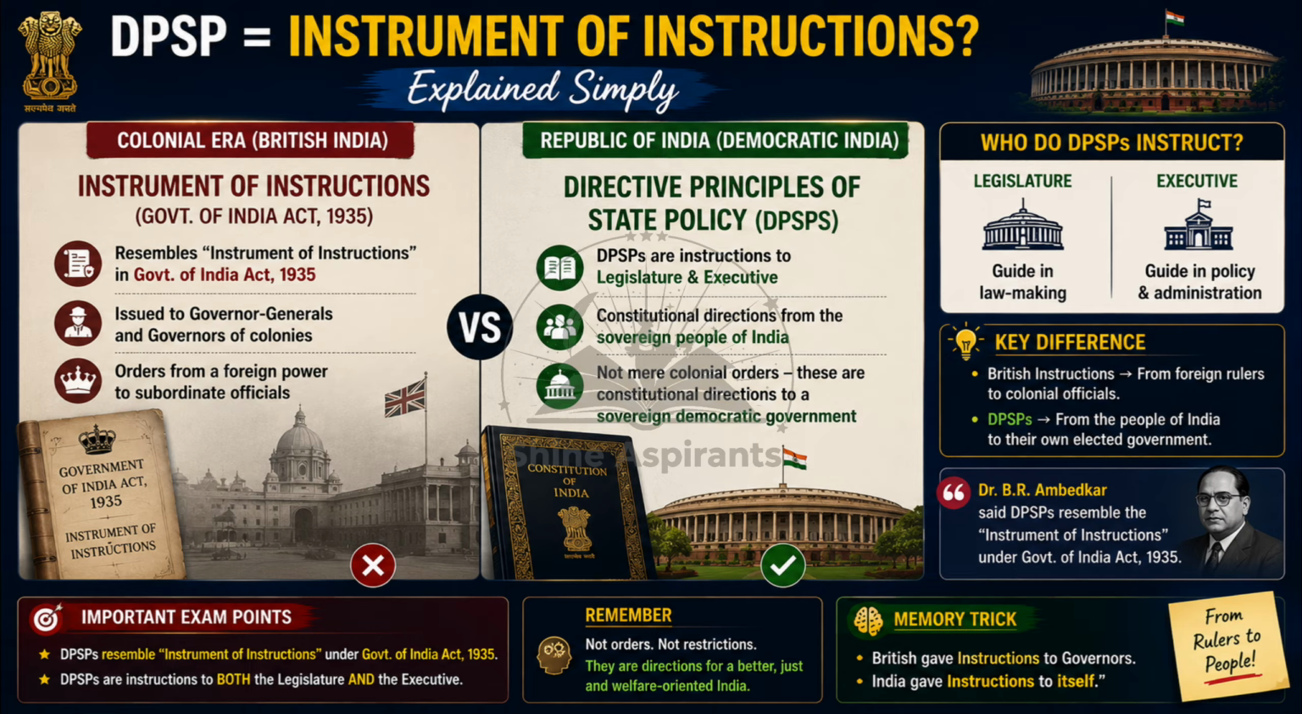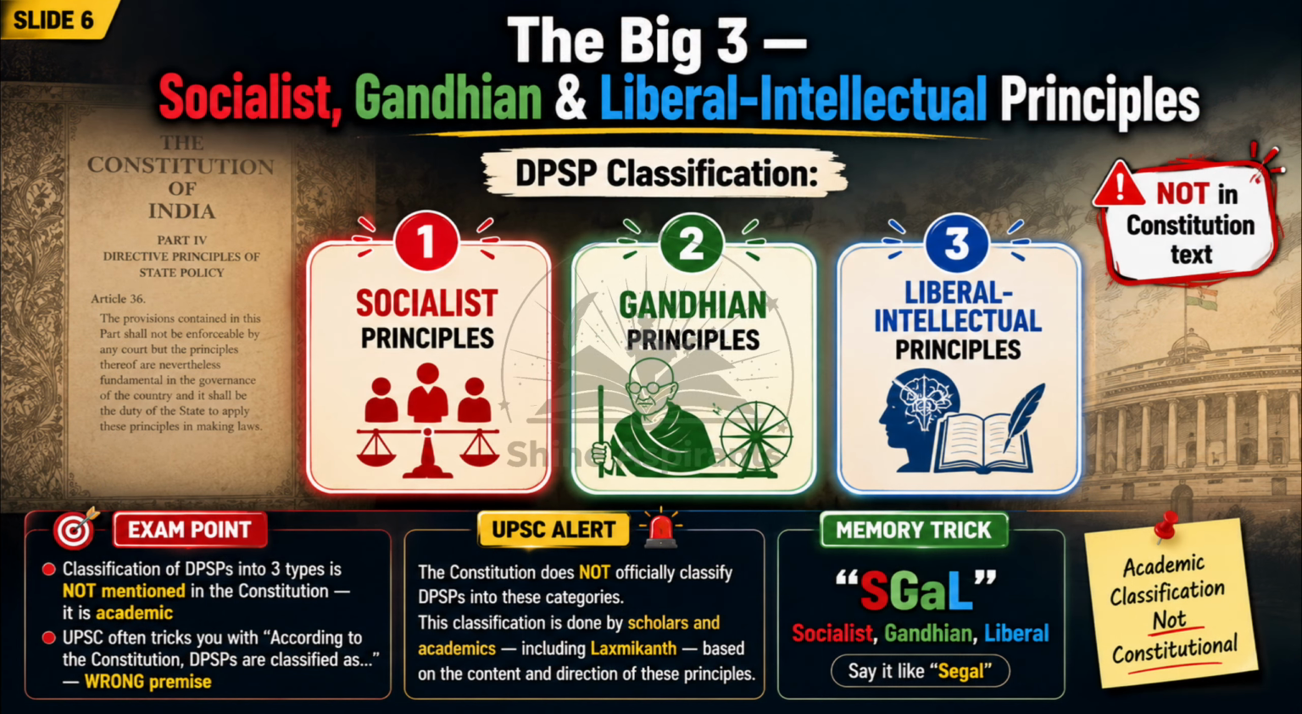So it's not just Parliament, even the executive branch must keep these in mind. Classification of DPSPs. Now comes the most important section for prelims, the classification of DPSPs. DPSPs may be classified into Socialist, Liberal-Intellectualistic, and Gandhian.